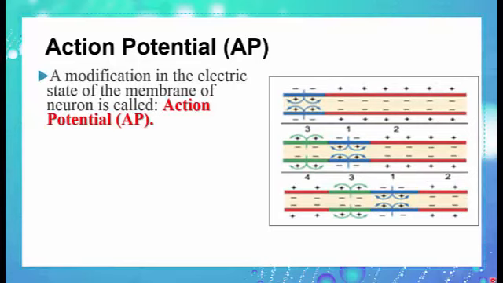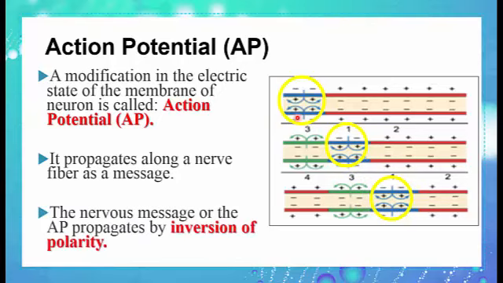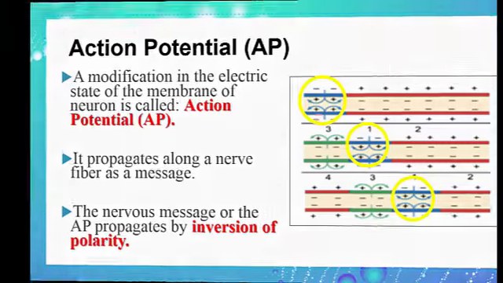So, a modification, a change in the electric state of the membrane is called action potential because, as we said, it was positive outside and negative inside. After the stimulation, the charges are inversed. They become negative outside and positive inside. It propagates along a nerve fiber as a message. The stimulation was here, then it propagates till the second point, then to the third point, to reach the end of the axon. The nervous message or the action potential propagates by inversion of polarity.